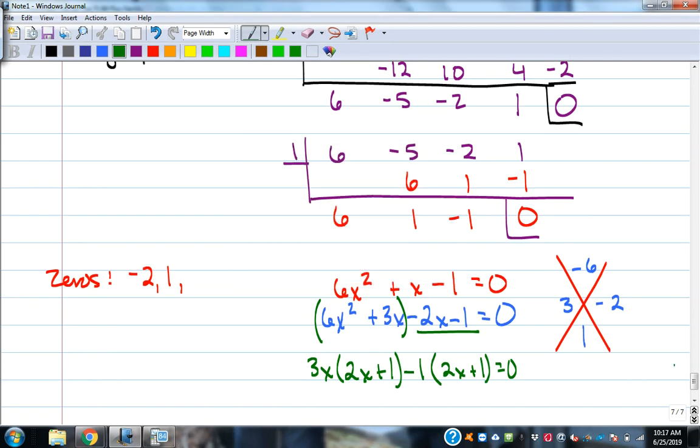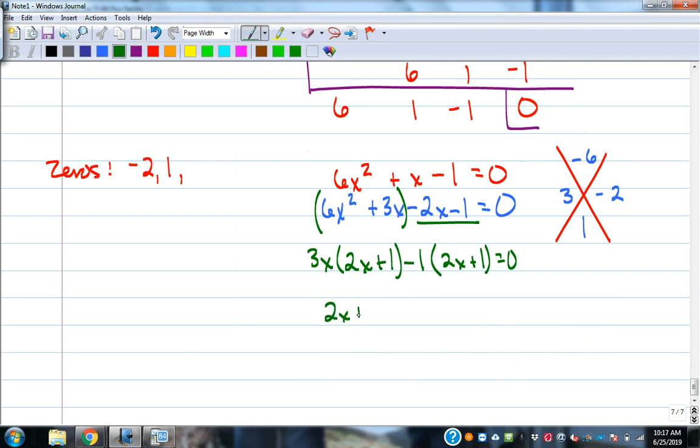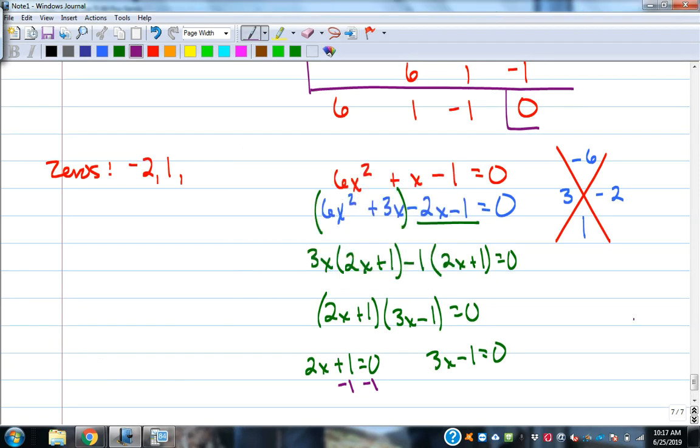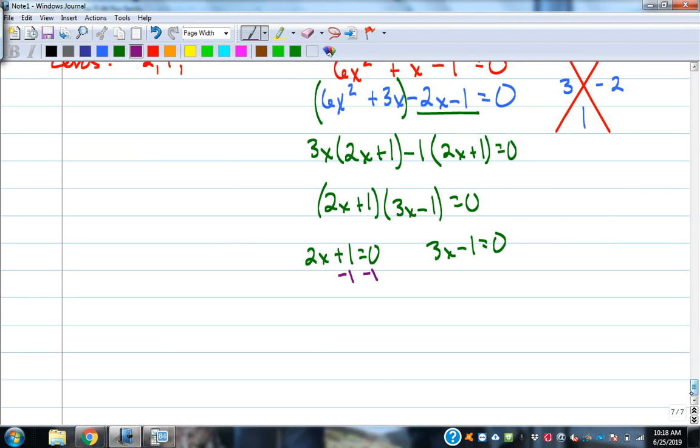One more space here. 2x plus 1, 3x minus 1 equals 0. And I'm going to take those factors and just set them equal to 0 and solve them. If the X method would not have worked on this one, I'd have just done the quadratic formula. You could even just do the quadratic formula automatically if you wanted to, because you know it's going to work no matter what. Quadratic formula always works. Factoring doesn't always work. And then I divide by 2, and there's my -1/2.